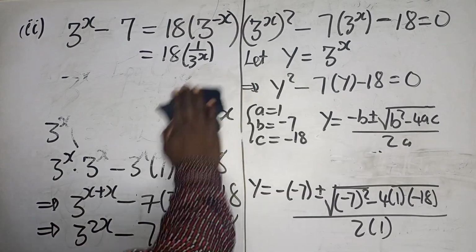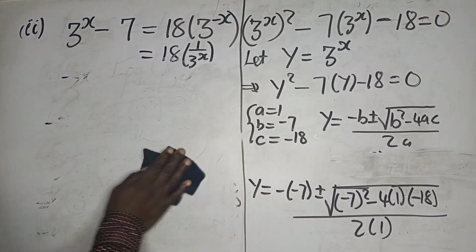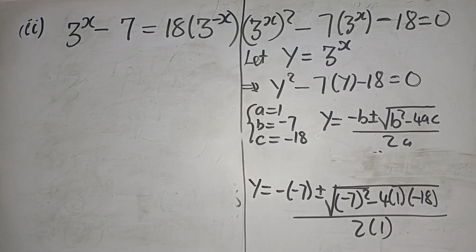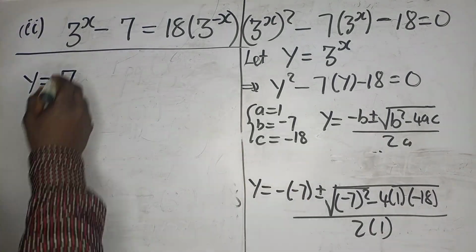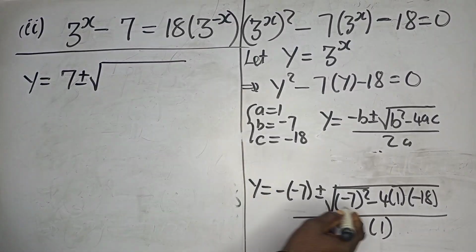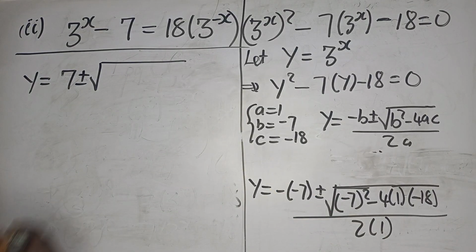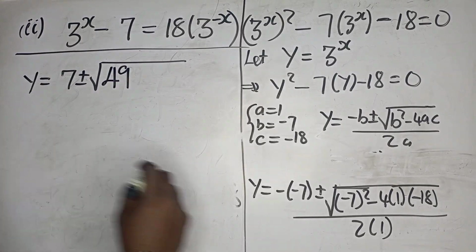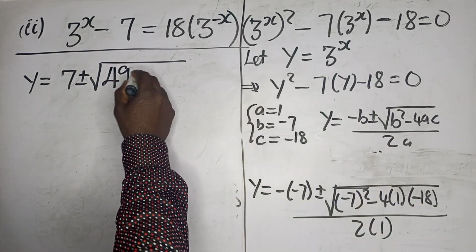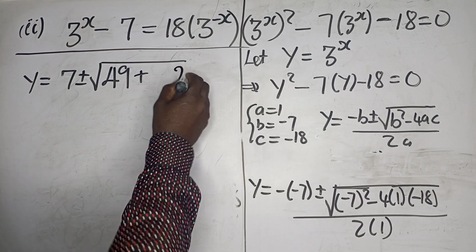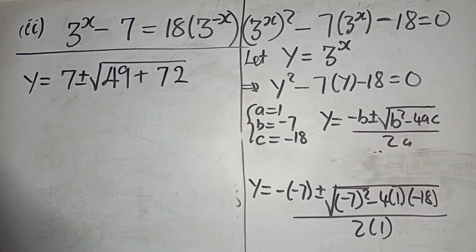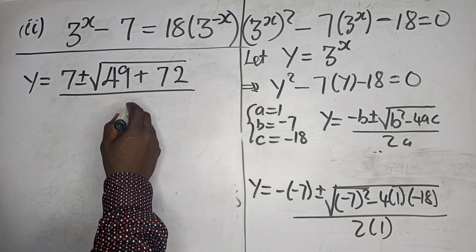Okay, so all right, negative multiplied to negative becomes positive, plus minus the root of negative 7 squared is simply 49, and then this negative multiplied to that negative become positive. 4 multiplied to 1 is 4. 4 multiplied to 18 is 72. Okay. All of that divided by 2.